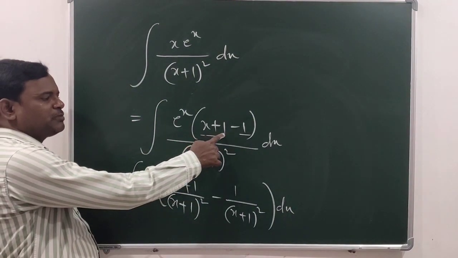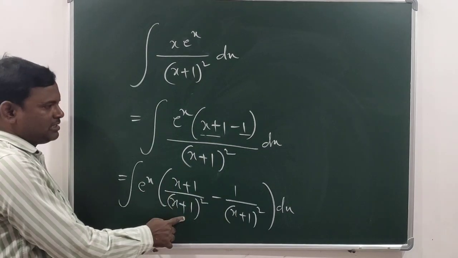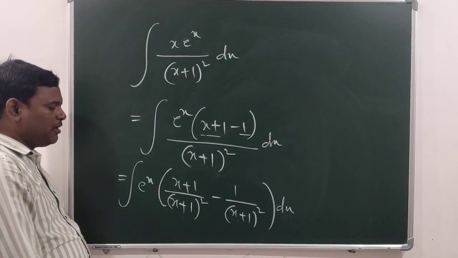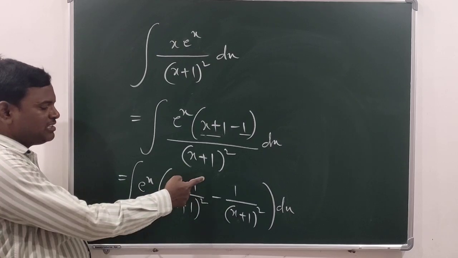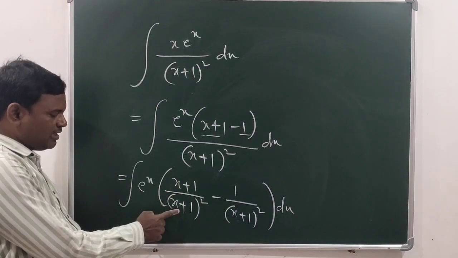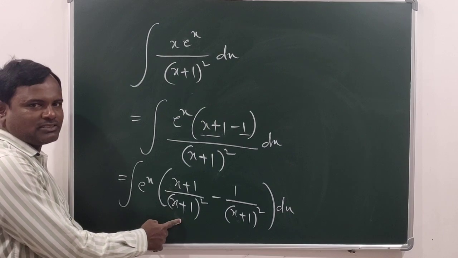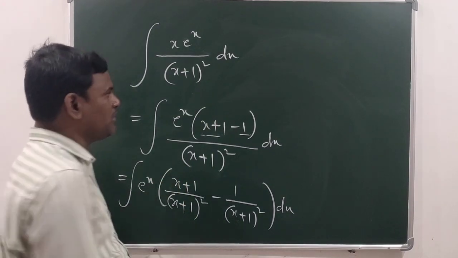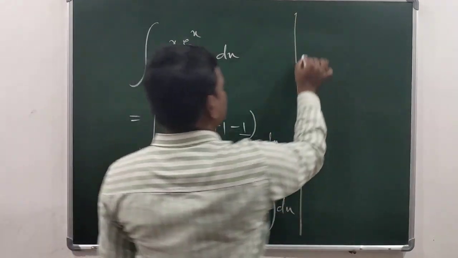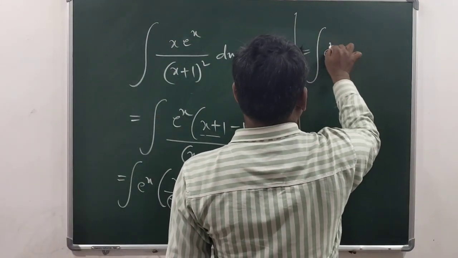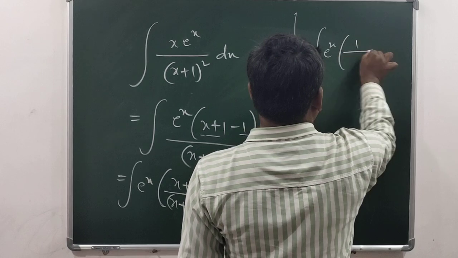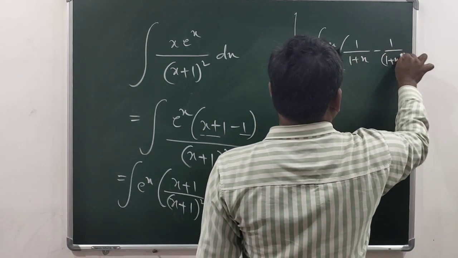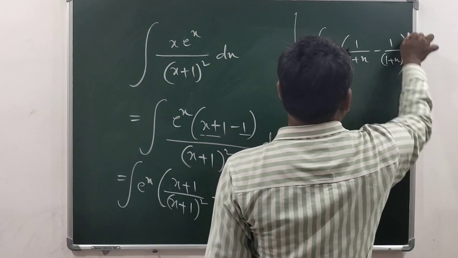Okay, so here x plus 1 by this, now minus 1 by this. In the next step I would like to cancel this x plus 1. Now in the denominator there are two x plus 1s, and in the numerator 1 x plus 1. 1 x plus 1, 1 x plus 1 get cancelled. So then after that, integral of e power x into bracket of 1 by 1 plus x minus 1 by 1 plus x whole square dx.